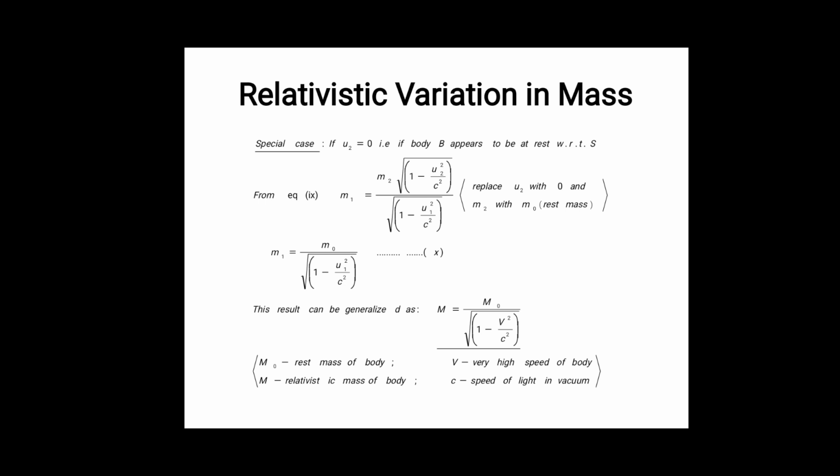This result can be generalized as capital M is equal to capital M naught whole divided by under root 1 minus v square upon c square. So this is the relation for relativistic mass of a body when it is moving with very high speed capital V. Here capital M represents the mass of the body when it is moving and M naught represents the mass of the body when it is at rest.